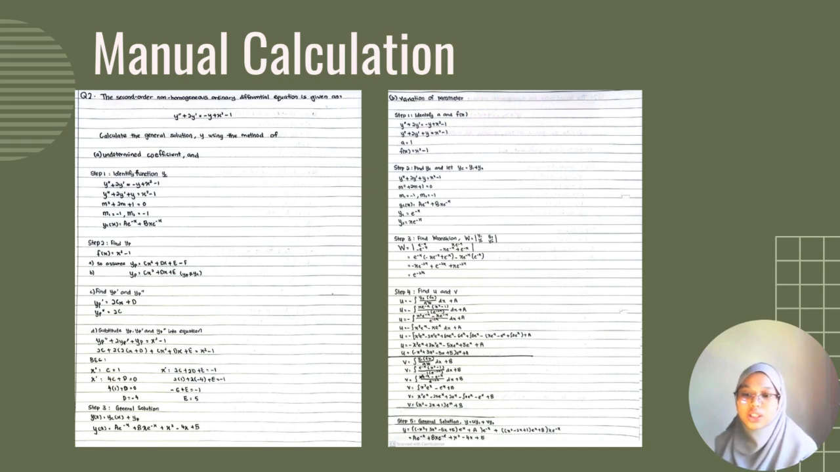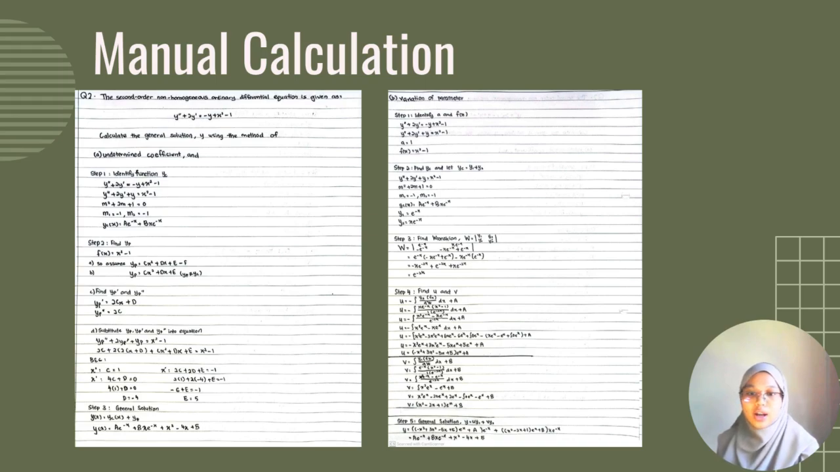So the last step is the general solution. The general solution is yx is equal to yc plus yp. So the general solution will become a exponent power of negative x plus bx exponent power of negative x plus x squared minus 4x plus 5.